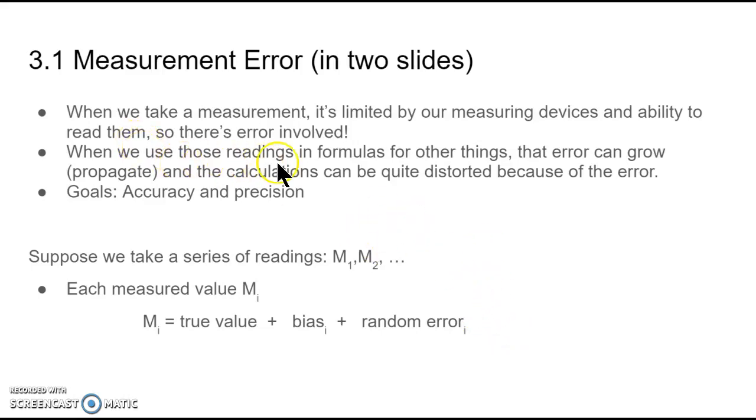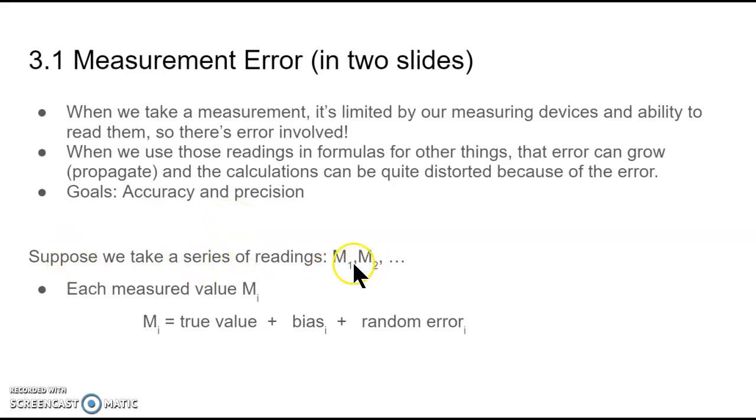Once we get these readings that have errors in them, and we use them in formulas for other things, that error can grow. It's called propagation of error, and the calculations can become distorted because of that error, and we need to know how much error is there. So our goals in any measurement are accuracy and precision, and getting the most accuracy and precision that we can have.